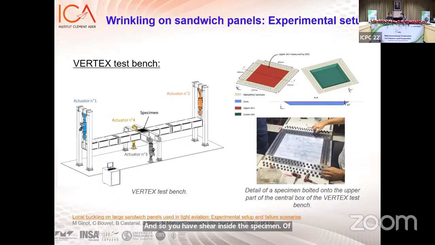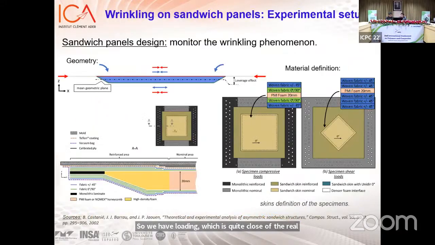Of course, you can combine both. And you can also add a part in the central box to have internal pressure. So we have loading which is quite close to the real loading of a fuselage or wing box. So we design a sandwich specimen with the idea to have a central area of interest in which the wrinkling is supposed to occur, okay?